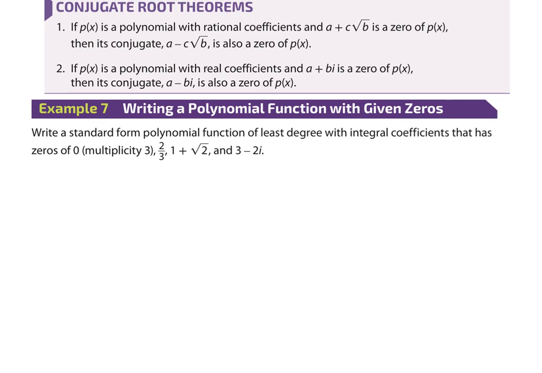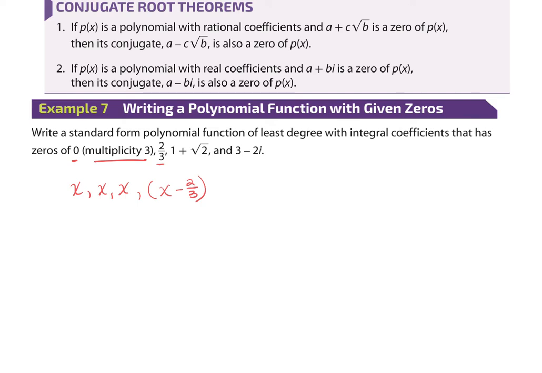So let's look at example 7. I'm actually going to jump to that one. So it says, write in standard form polynomial function of least degree with integral coefficients that has zeros, and they list it here. They have a 0 with a multiplicity of 3. So I have x, x, and x. Those are factors, I should say. All right, my next 0 is 2/3. Well, that means I'm going to have a factor of x minus 2/3. Okay? So far, so good.